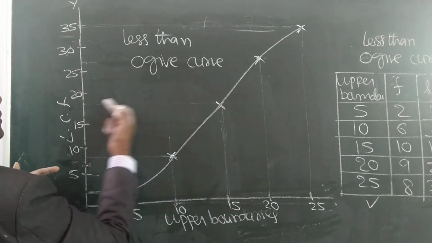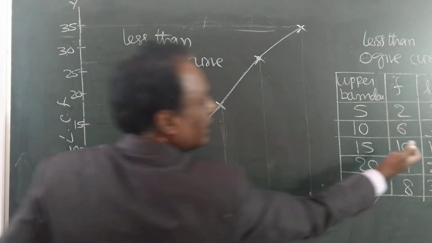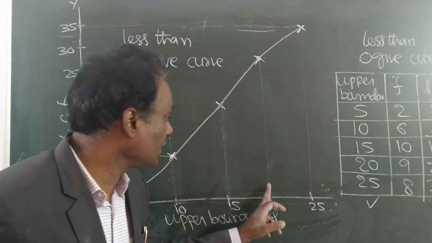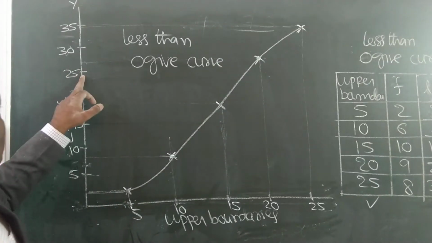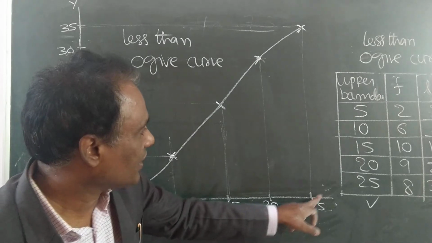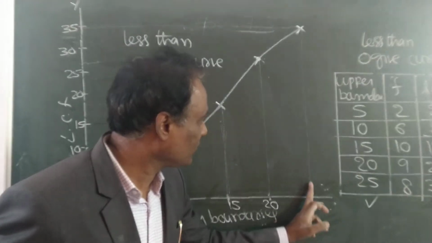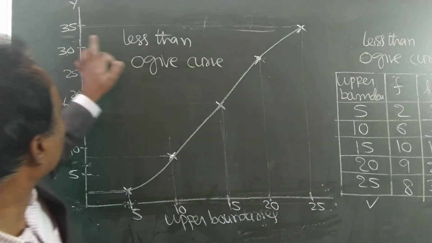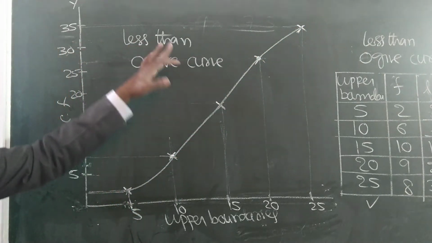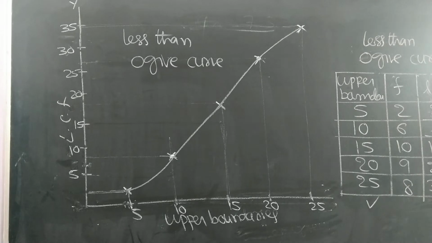15, 18. 20, 27. See, 25, 26, 27, approximately. 25, 35. 35 is here. This is the point. Join them. This is the less than ogive curve. Complete it.